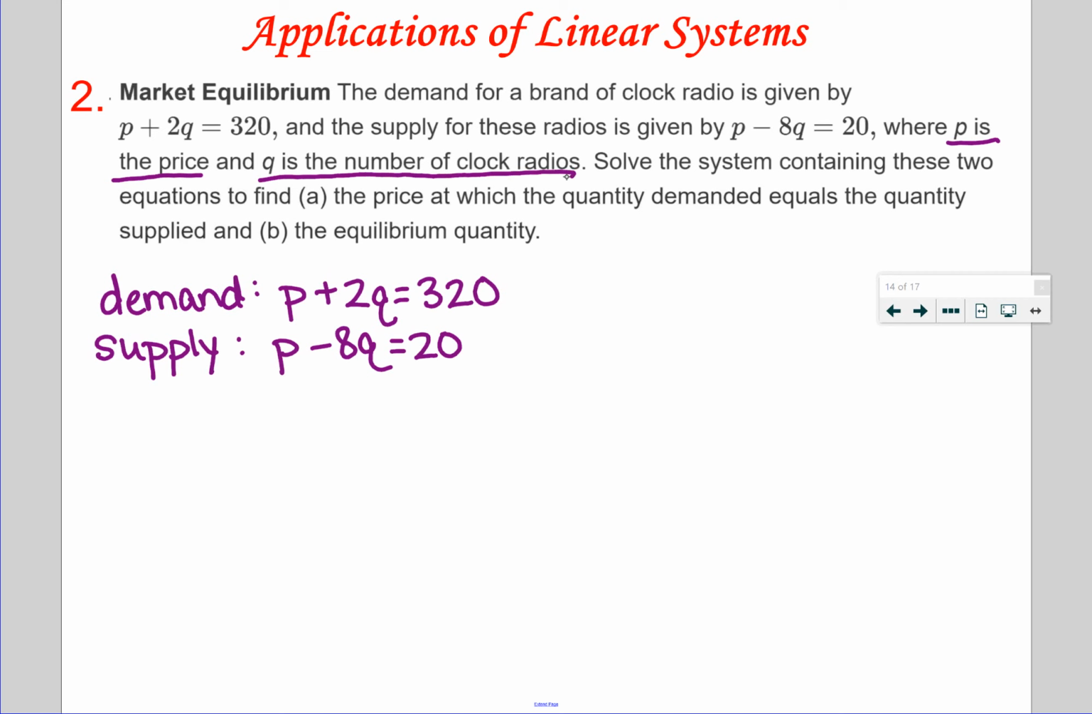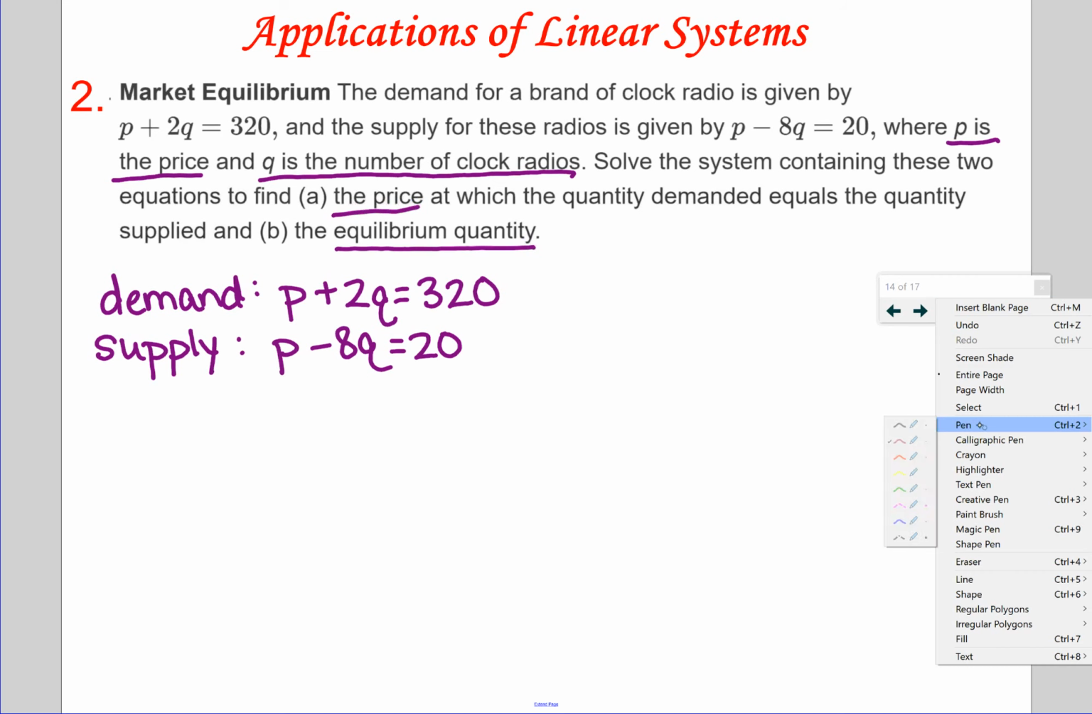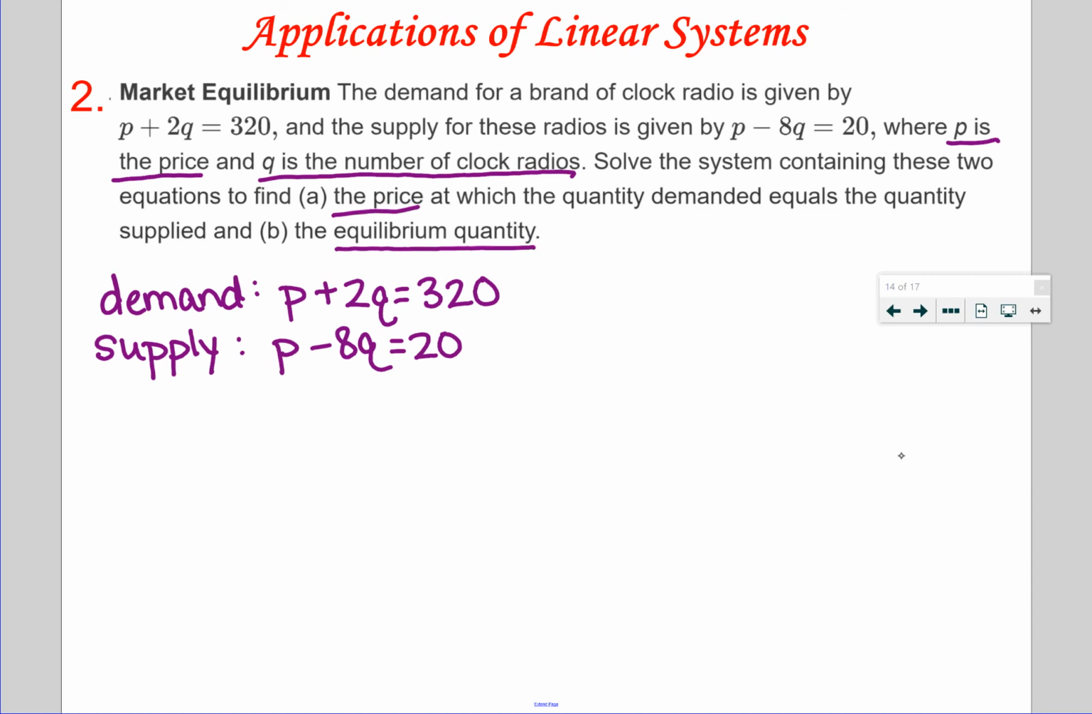We want to solve the system containing these two equations to find the price when the demand and supplies will be equal, and then the equilibrium quantity, which is a fancy way of saying the quantity when these will be equal. So we're looking for when these equations are the same, or the intersection point. You can solve using any method you like here. It didn't specify. If it's me, I'm going to solve using elimination because that's my favorite, and everything's lined up here nicely. You could also use substitution in this problem.